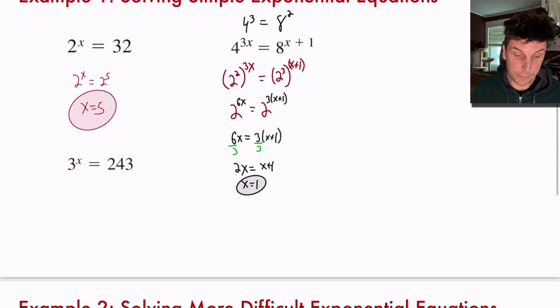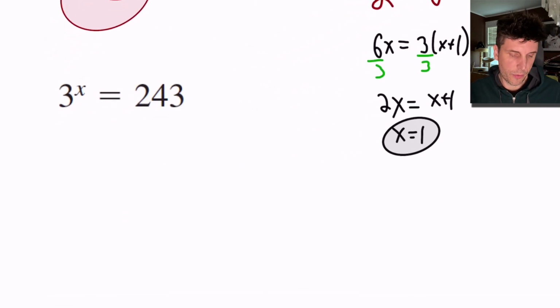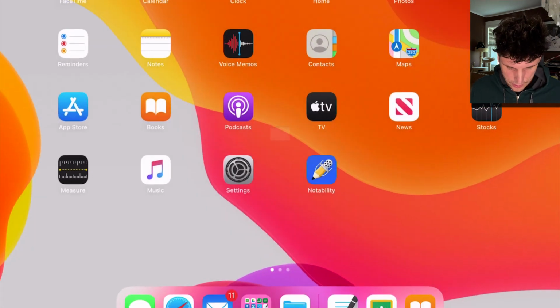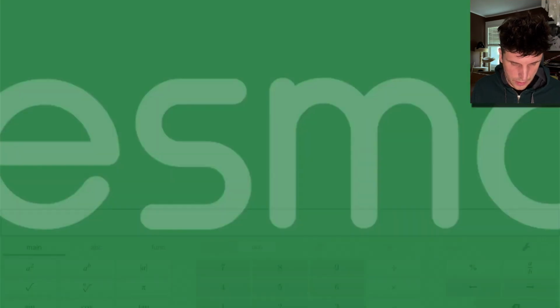All right, we have one more simple one. 3 to the what power equals 324? Why don't you just pause the video here and see if you can get this one. I'm pretty sure that it's 3 to the fourth power. So let's just double check on that with our calculator here.